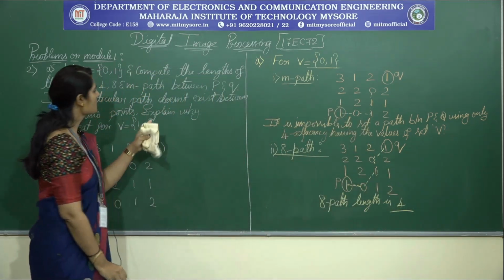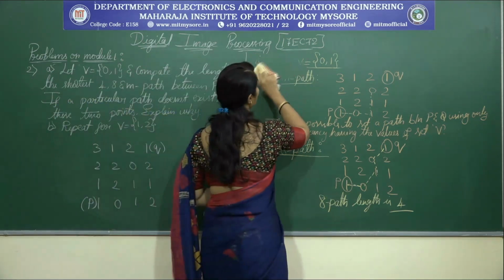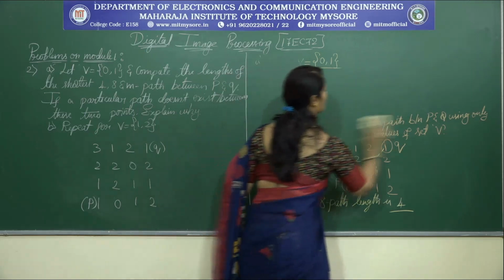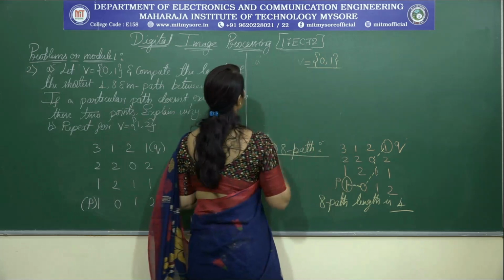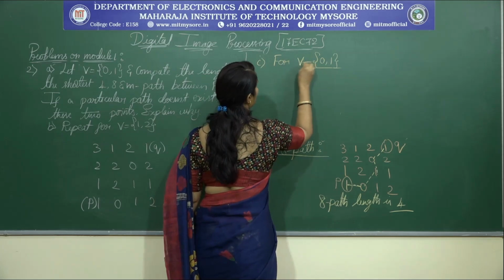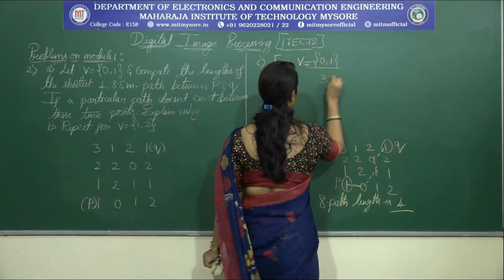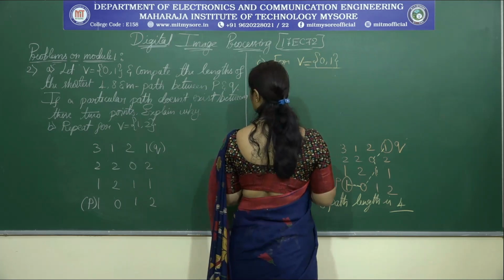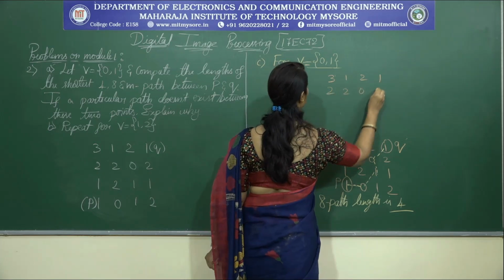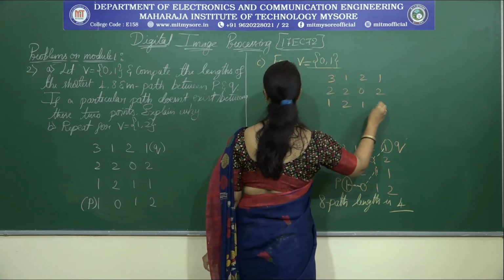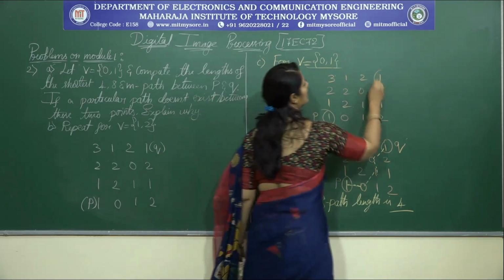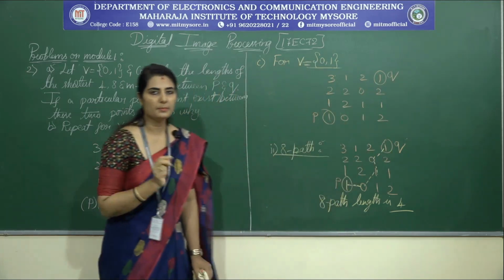Right. So next let us check for M adjacency. For the same case, V equals 0, 1, and the elements 3, 1, 2, 1, 2, 2, 0, 2, 1, 2, 1, 1, 1, 0, 1, 2. So now I should check the M path between P and Q.